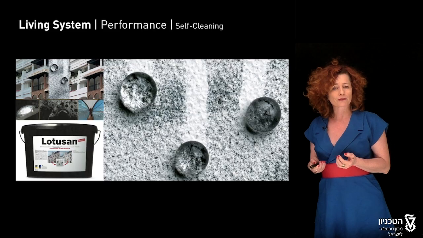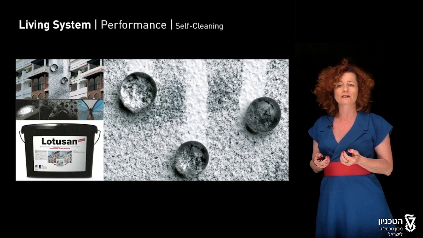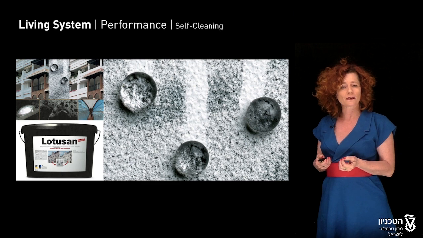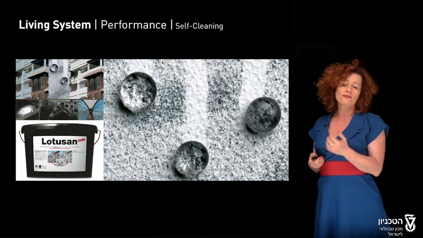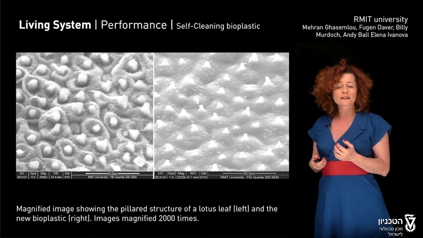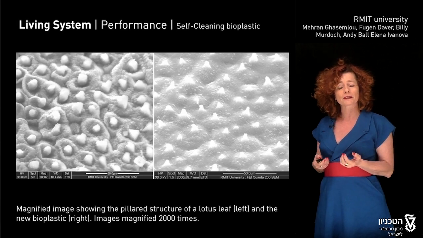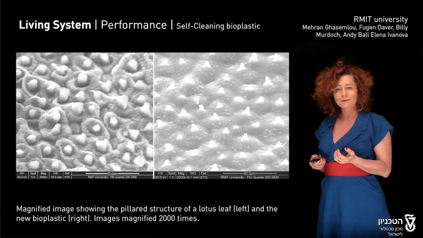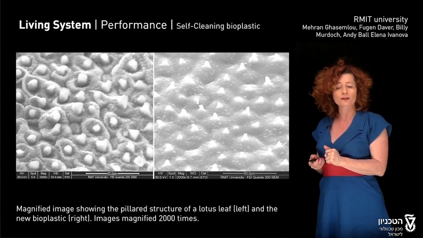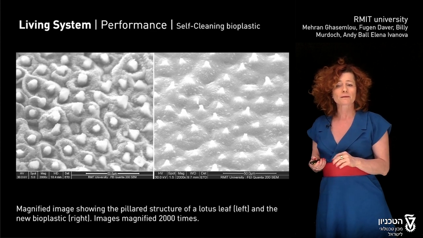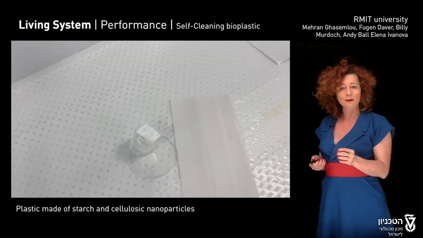This has been applied already to paints and coatings of various types. Here, a stucco applied to the outer surface of a building in this principle of self-cleaning, and recently also applied in the development of bioplastic. So on the left, you see the image of the pillared structure of a lotus leaf, and on the right, the microstructure of this bioplastic.